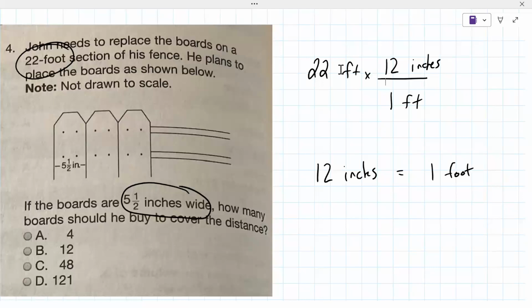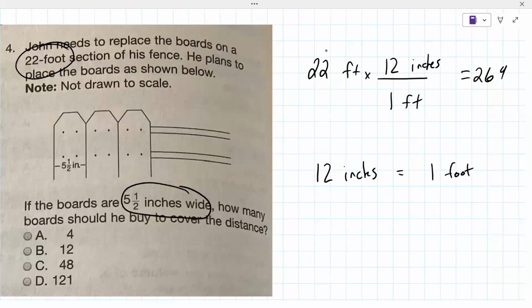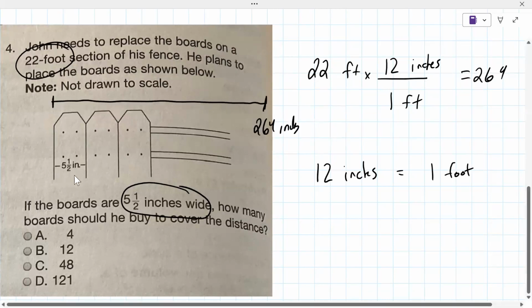264. I'm sorry, what's the answer? 264. 22 times 12. Yes, 264. Yes, that is 264 inches. So the idea is that you start there and you go all the way to 264 inches. Okay. And each board is how wide?